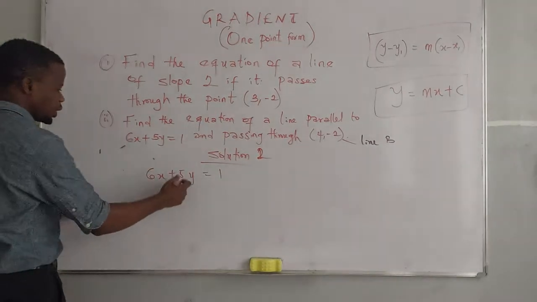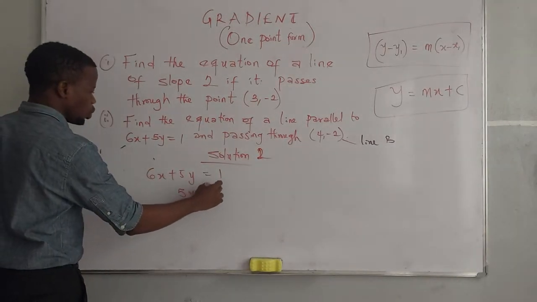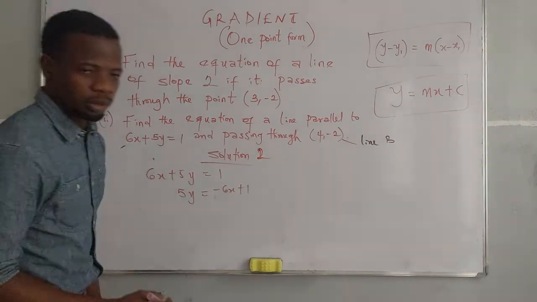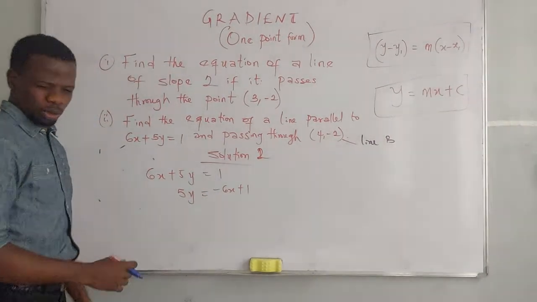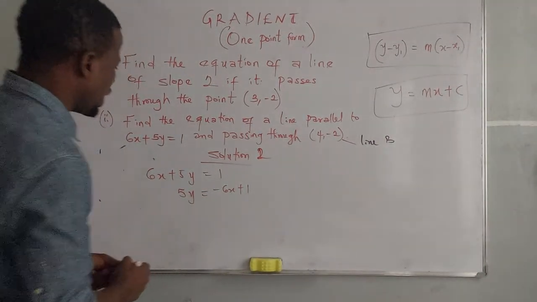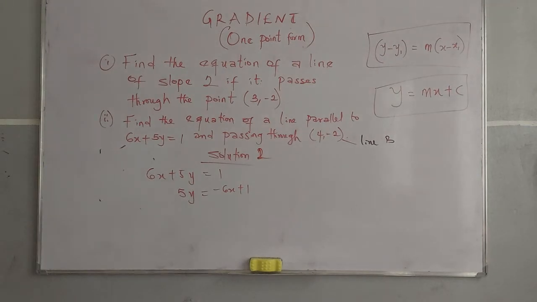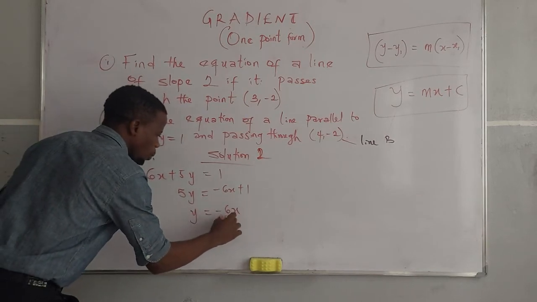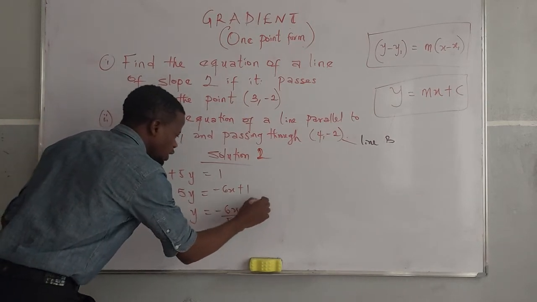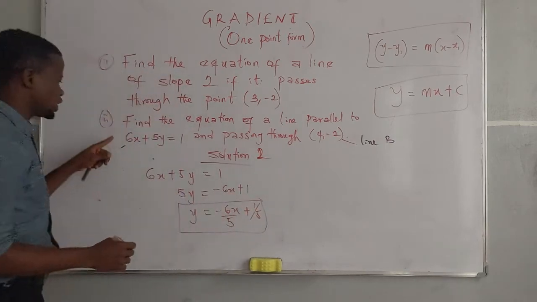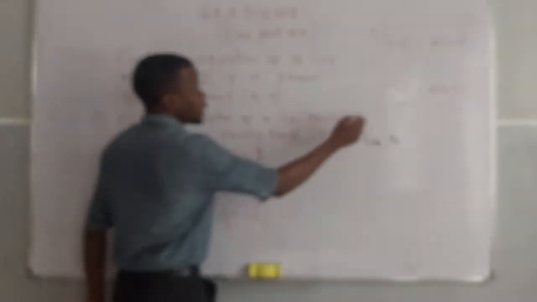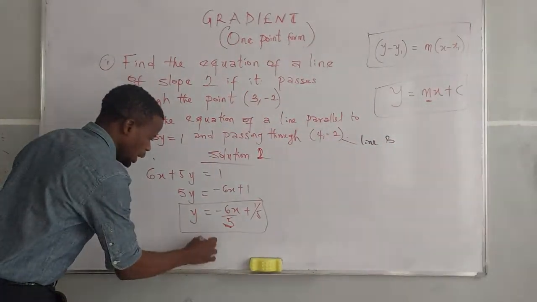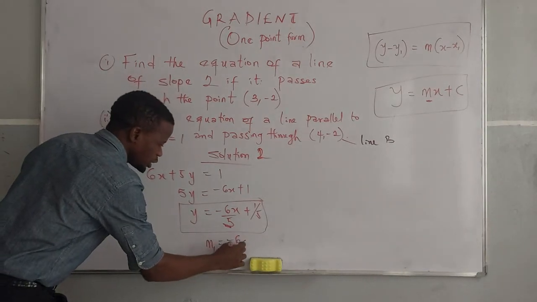Now, we have 5y is equal to minus 6x plus 1. Only this one comes to the right hand side. Then the coefficient of y is 5, so let's divide through by 5. y will now be equal to minus 6x upon 5 plus 1 over 5. This is the equation of the first line. So from here, our gradient m1 should be minus 6 over 5.